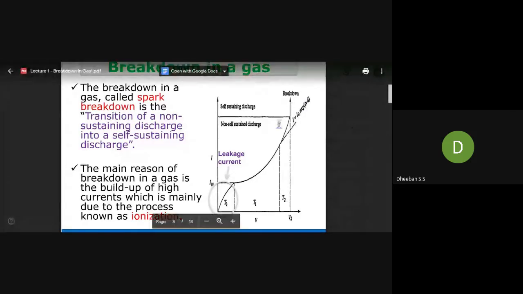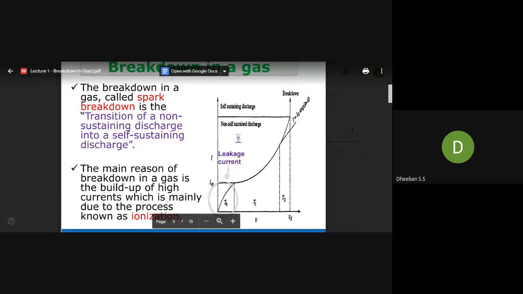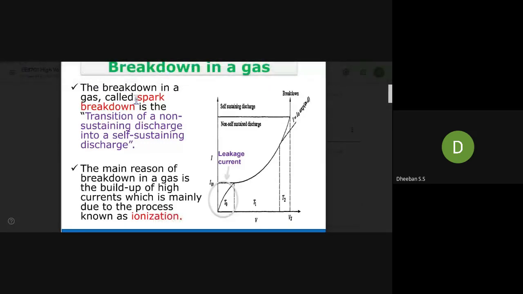So these expressions, and this I equal to I naught exponential alpha d, this entire diagram we will be seeing in a separate derivation in this unit. At that time I'll be explaining that. So now you just have to know that the breakdown in a gas is called spark breakdown. Okay, keep that in mind.